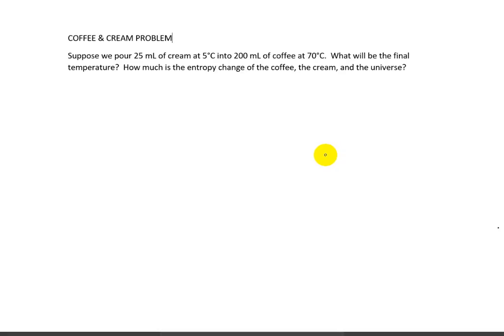Today I want to go over a classic problem in the calculation of entropy. This is called the coffee and cream problem. I suppose some other people might call it the tea and cream problem, or whatever you happen to be mixing together. The problem is, suppose we pour 25 mL of cream at 5 degrees C into 200 mL of coffee at 70 degrees C. What will be the final temperature?